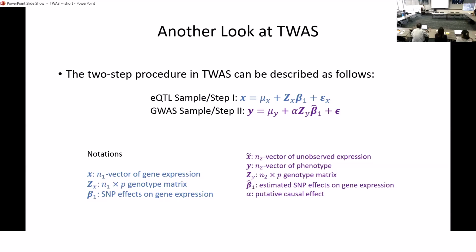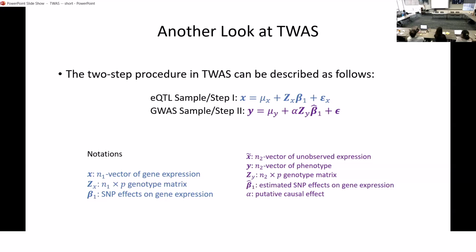So here's what we see. Let's take another look at TWAS. As I mentioned earlier, TWAS is a 2-step procedure. It can be described in the following 2 steps. In the first step, we look at the eQTL sample, so you build a model using SNPs to predict the gene expression. Then in the GWAS sample, we plug in your beta-1 hat, the SNP effects on gene expression, and you test the association between Y and this plug-in term. This is the GWAS term.